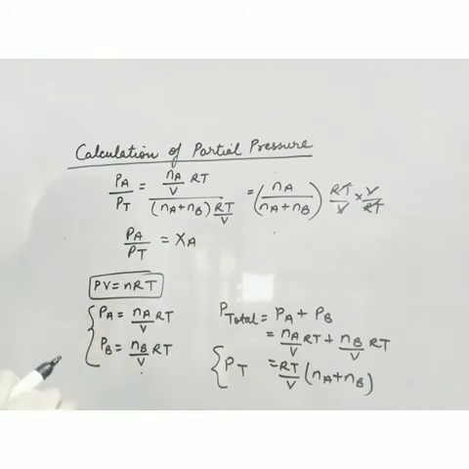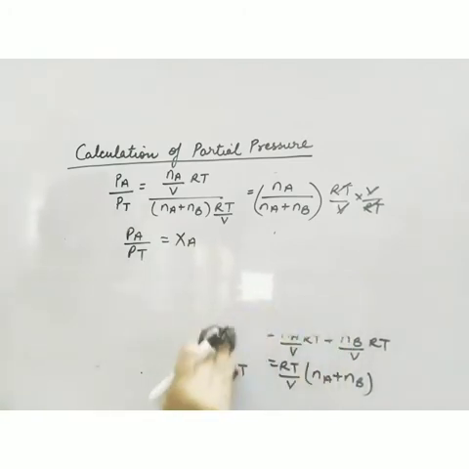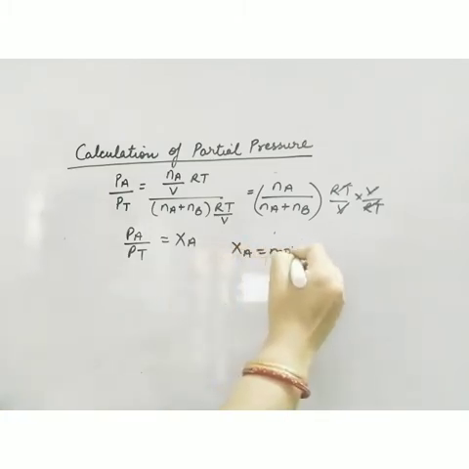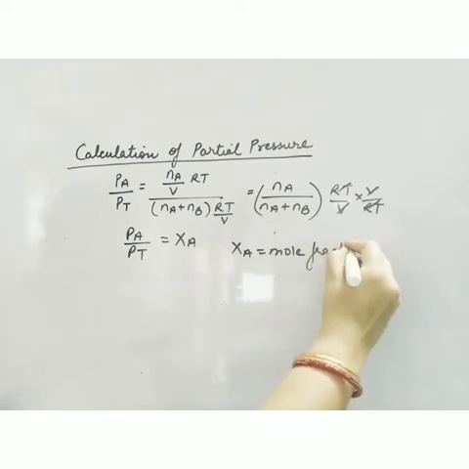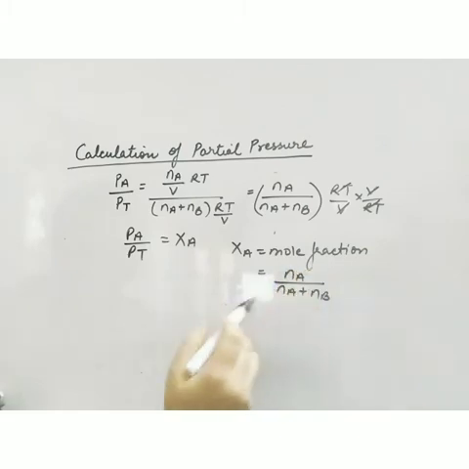And what is this Xa? Now this Xa is another term, and this Xa is known as mole fraction. And this mole fraction is the ratio of the number of moles. So Xa means it is Na upon Na plus Nb. The number of moles of A divided by total moles is represented by Xa. This is known as mole fraction, the ratio of moles.